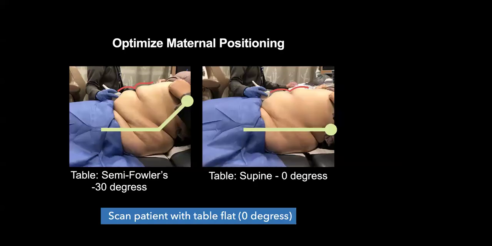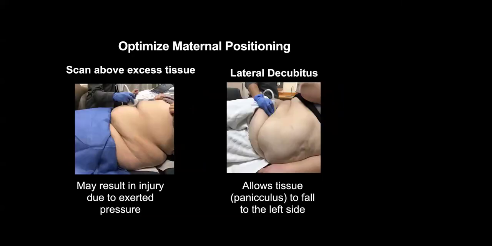And here I just wanted to show an example of having the patient scan with the table flat at 0 degrees, which can sometimes be helpful. Here is a table with the semi-Fowler's at 30 degrees. You notice how there's a little bit of excess tissue that tends to drop. It doesn't help that sonographers are placing the probe at the areas where they have the thickest adipose. However, if you have the patient lay flat, it really starts to improve the distance between the probe and fetal anatomic structures, as some of the excess tissue can be equally distributed right on top. So really thinking about that.